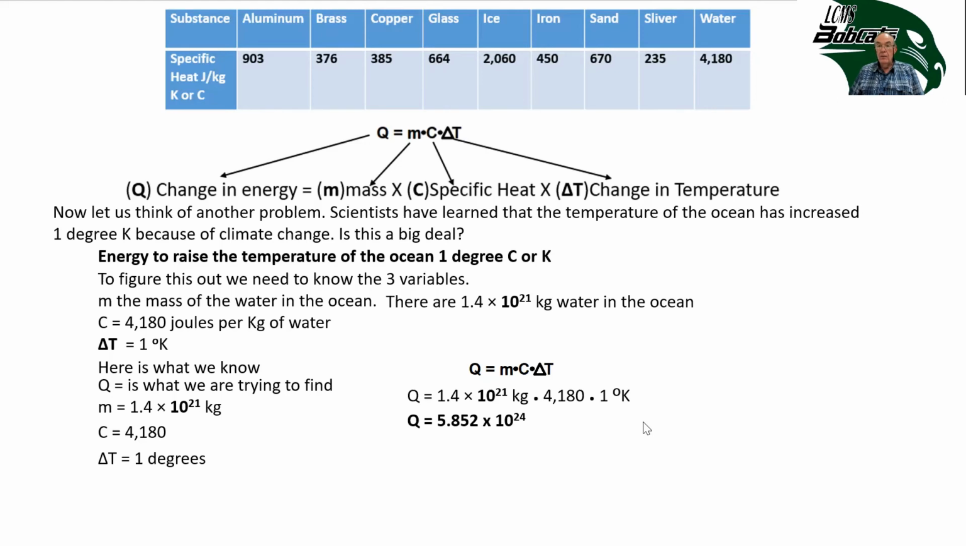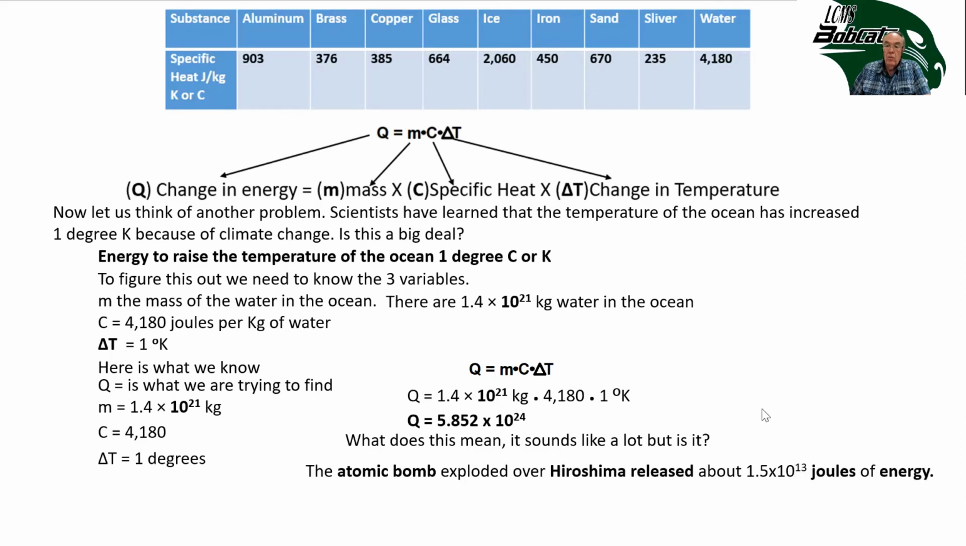So that year the kids are like, well, what does that mean? I'm like, I don't know. It sounds like a lot. So we said, well, why don't we use something that we know released a lot of thermal energy? So the bomb over Hiroshima, the atomic bomb, well, that released a lot of thermal energy, and you can kind of imagine that. We saw how it devastated a city. Well, that atomic bomb released about 1.5 times 10 to the 13th joules of thermal energy.